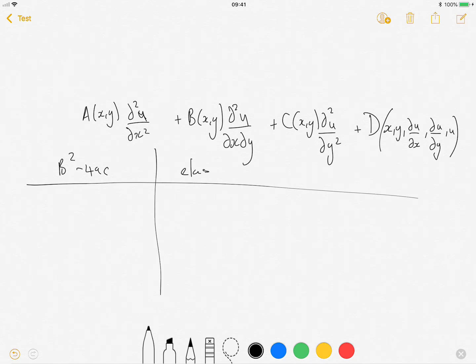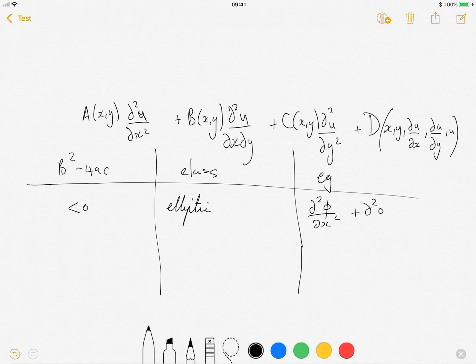So let's just write classification and an example here. If we have, for example, that the discriminant is less than 0, then our classification is that of an elliptic partial differential equation, and an example would be the Laplace equation, d squared phi dx squared plus d squared phi dy squared equal to 0. Very similar to groundwater flow.